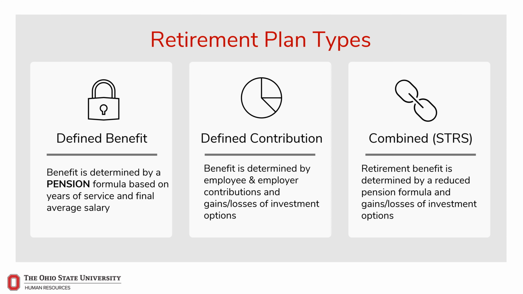The third plan choice is the STRS Combined Plan, which offers a combination of features from the defined benefit and the defined contribution plans. If you are in an eligible appointment of a 75% FTE or greater, you may choose to irrevocably opt out of STRS and participate in the Alternative Retirement Plan. The ARP is also a defined contribution plan. With this plan, your retirement benefit is determined by the performance of the plan's investment options. We will discuss these plans in detail later in this video.